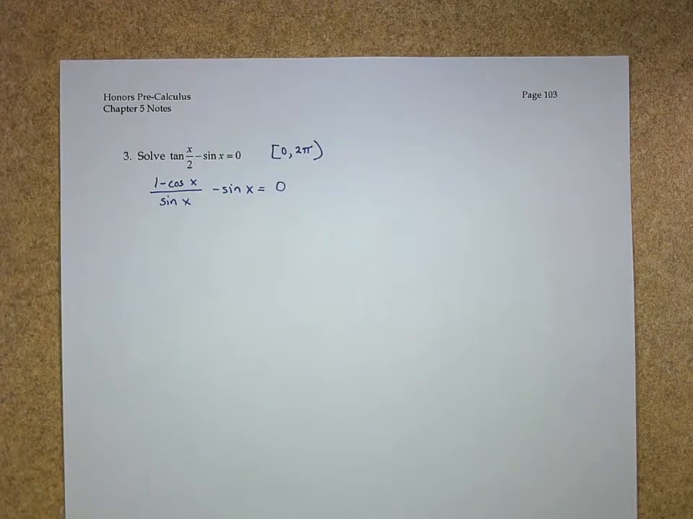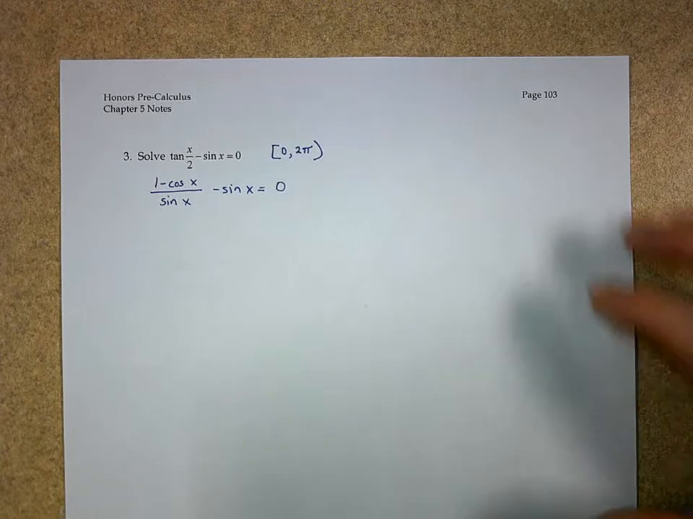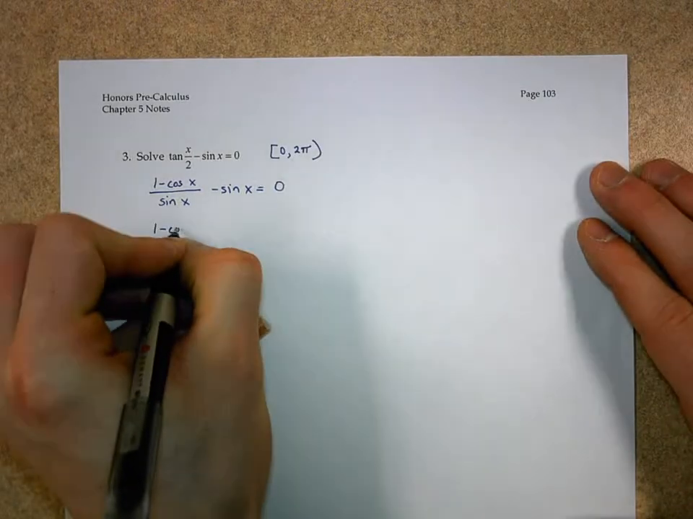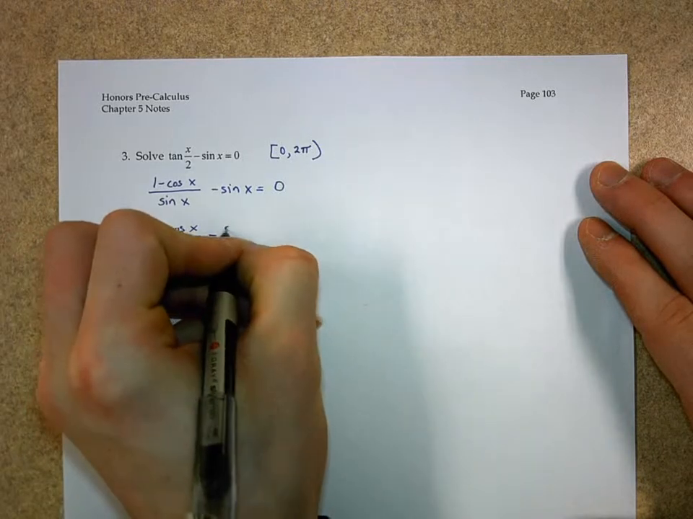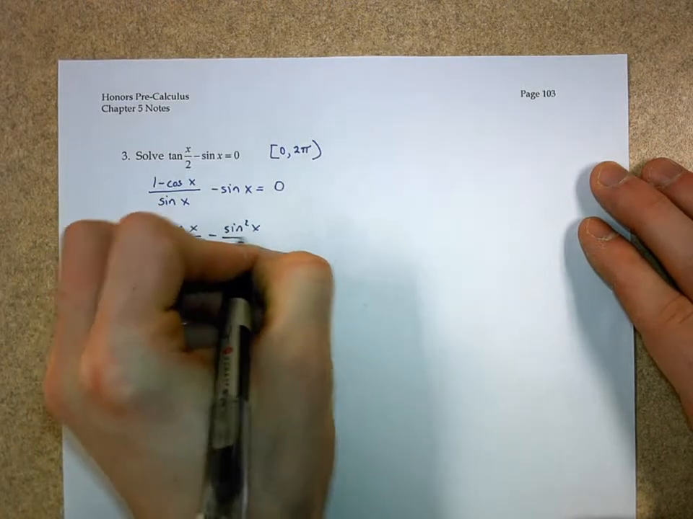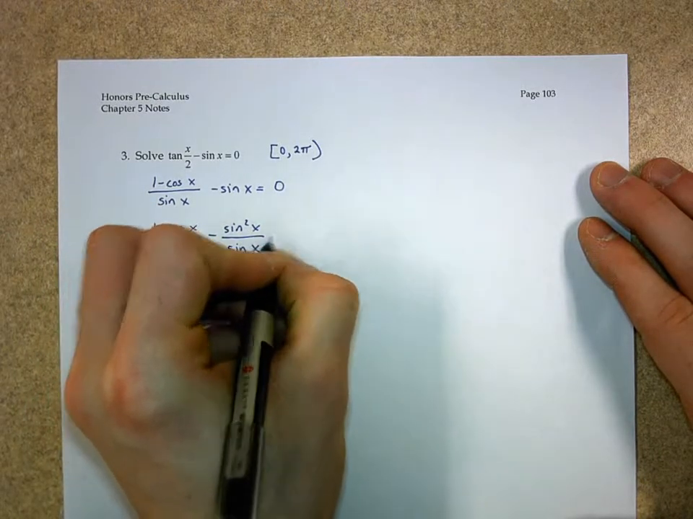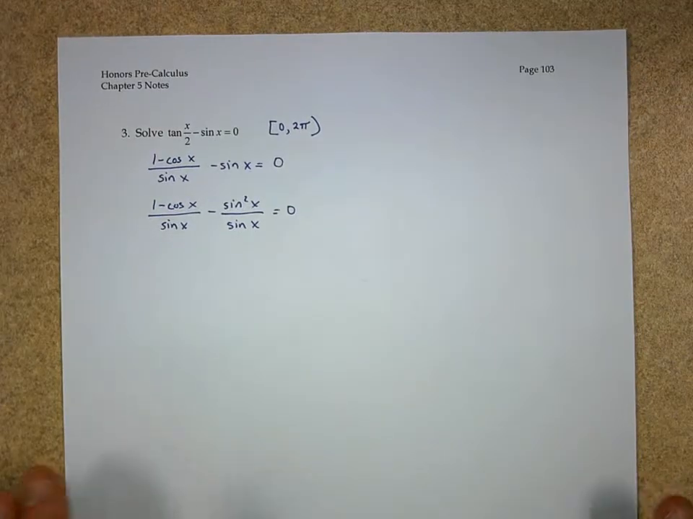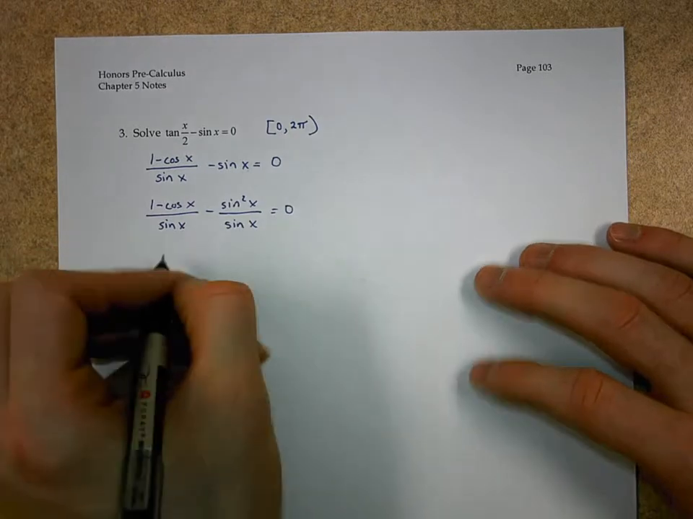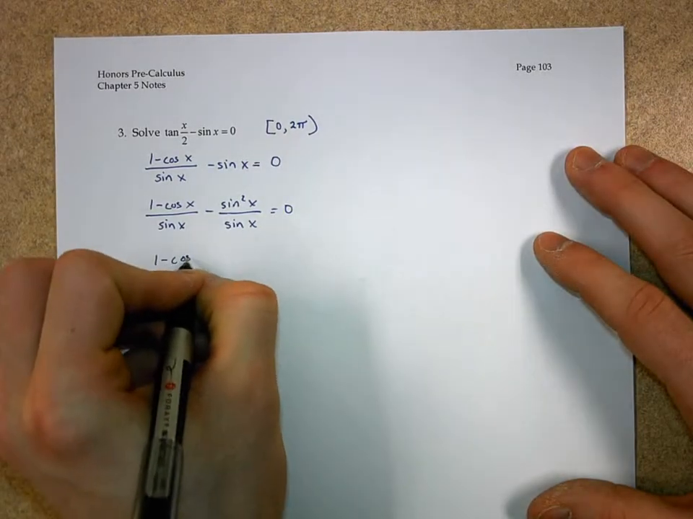Okay, so that helps us with that. Now where do we go? Well, I can see this equation is equal to 0, and I have two fractions on the left-hand side. So let's make a common denominator. 1 minus the cosine of x over the sine of x minus sine squared over sine of x. And then we can combine into a single fraction.